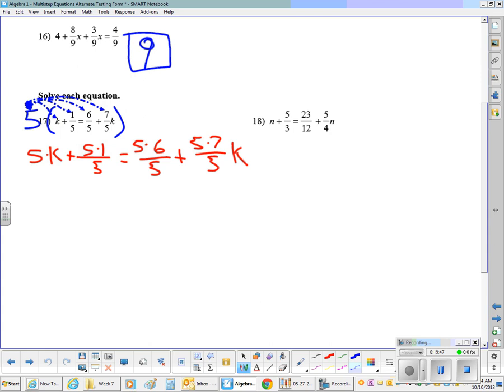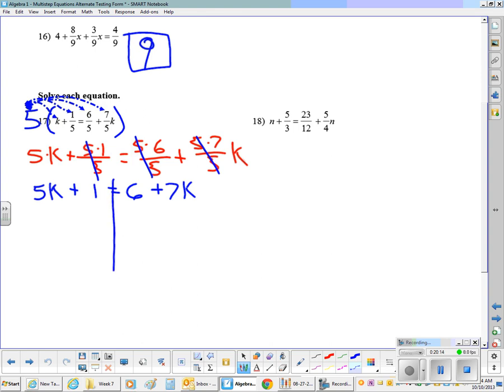It's very important that you guys realize how you get that. All I did was put a 5 in front of each term because I was multiplying every single term by 5. Now I'm going to cancel things that cancel. Well, the 5's cancel here, here, and here. So I have 5k plus a 1 left over equals 6 plus 7k.